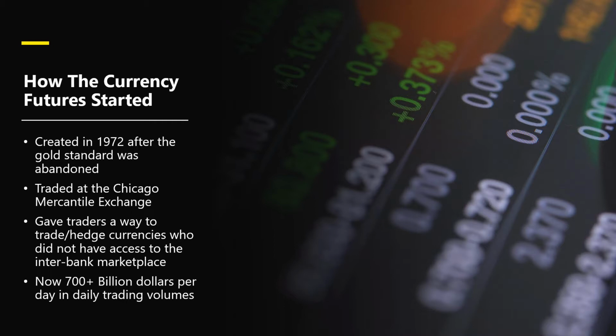So futures trading, it's always happened, but it hasn't happened on regulated exchanges. And the best way for me to go through what a futures contract is, let's take a farmer who grows corn.